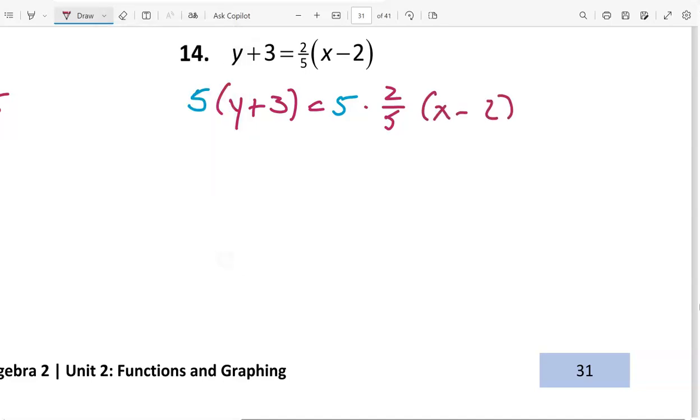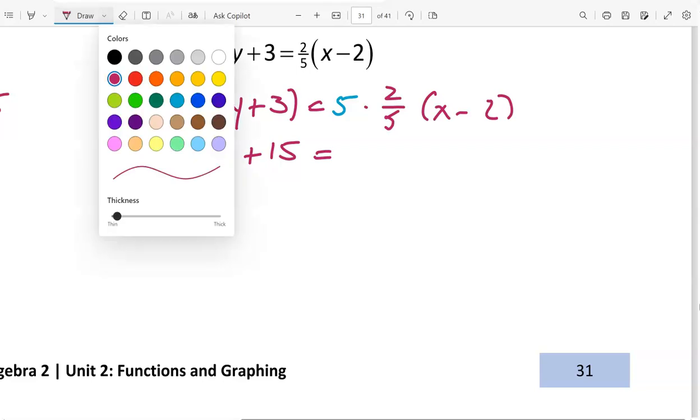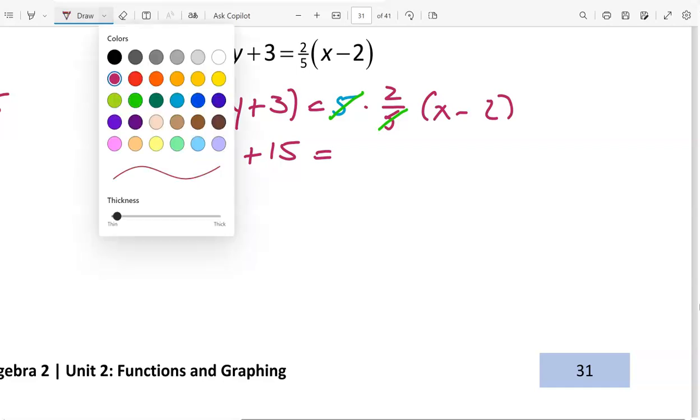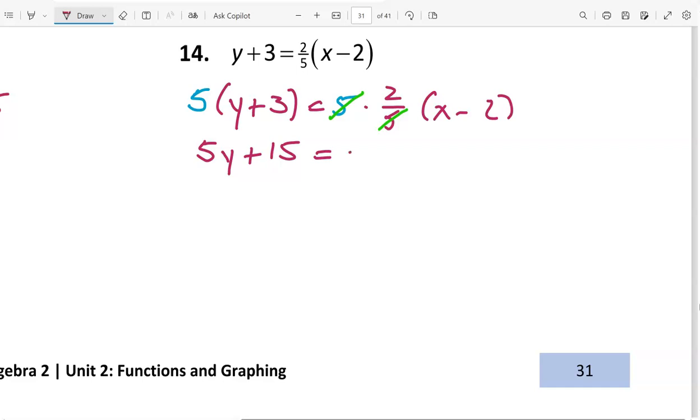On the left side of the equation, we can distribute the multiplication over the addition in the parentheses. And then it's easiest if we do the multiplication outside the parentheses first, and that will give us a result of 2, which we can then multiply times the contents of the parentheses, or distribute that multiplication over the subtraction. Now we have 2x minus 4 on the right side.